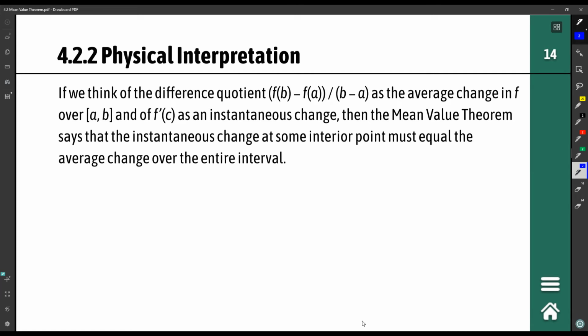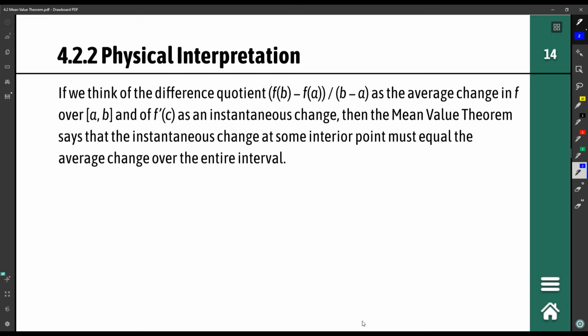If we think about the difference quotient, f of b minus f of a over b minus a, as the average change in f over [a, b], the closed interval, and f prime of c as an instantaneous change, then the mean value theorem says that the instantaneous change at some interior point must equal the average change over the entire interval. So what you see here is, rather than the interpretation as an average rate, as an instantaneous rate, we leave those words out.